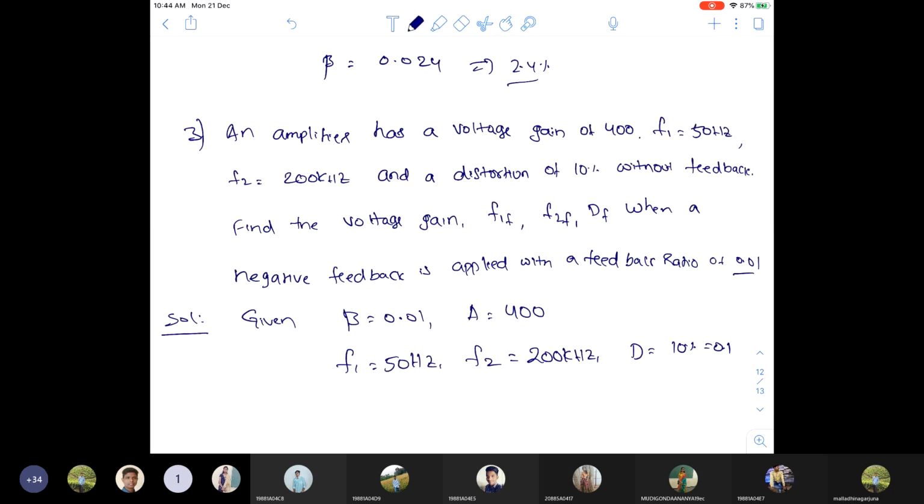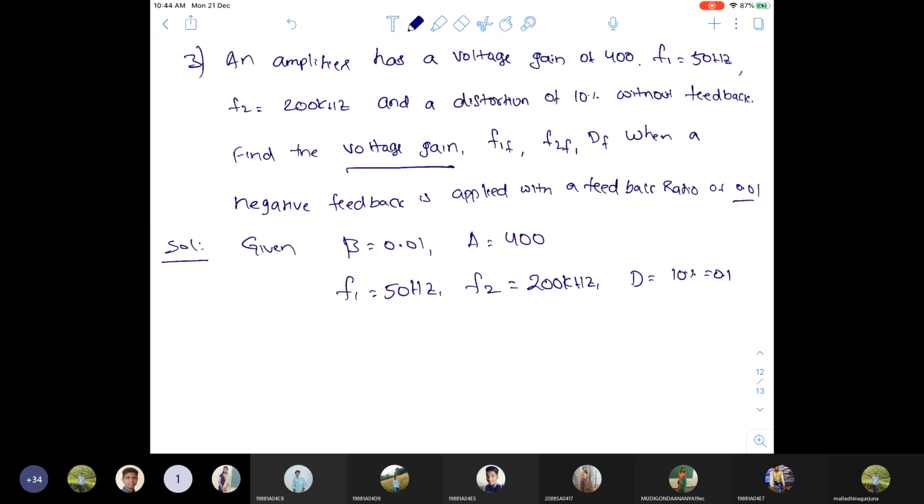Now calculate. What is the formula for voltage gain with feedback? AF equals A by 1 plus A beta. Okay, substitute and tell me the answer.